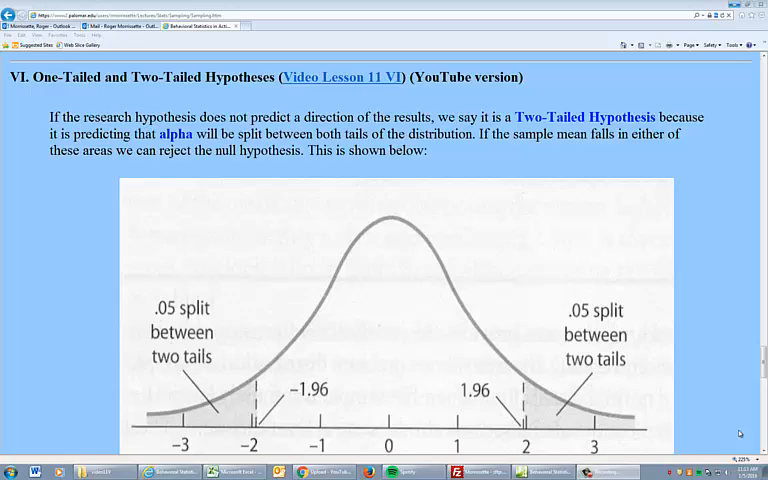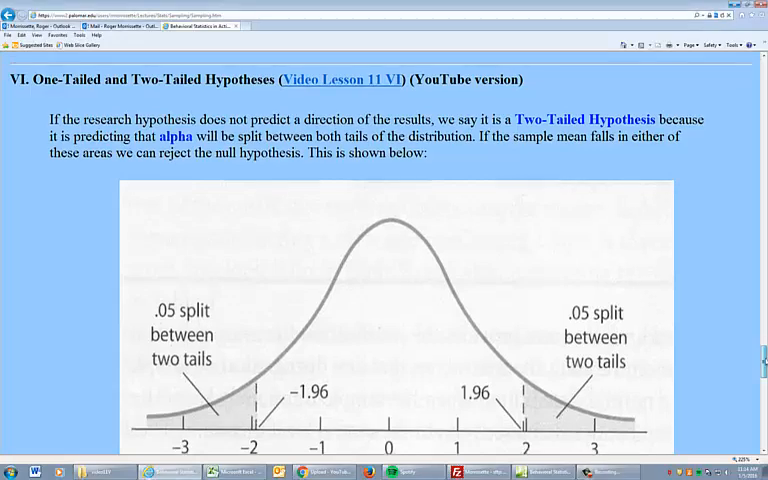All right, let's talk about one-tailed and two-tailed hypotheses. These have to do with the distribution we talked about and this rare outcome that can occur in these tails, this probability of error occurring less than 5% of the time. Remember, this is common and this is rare out here.